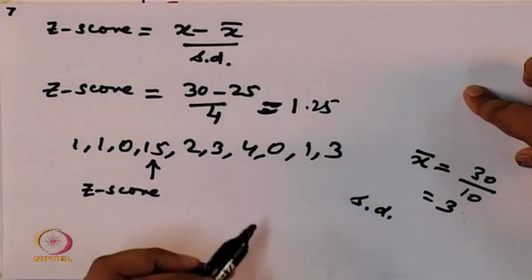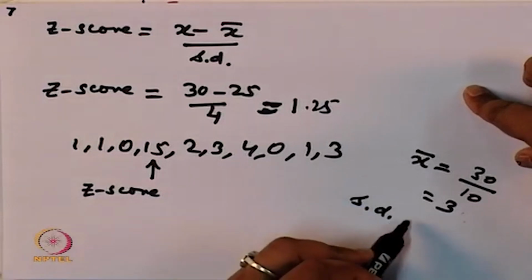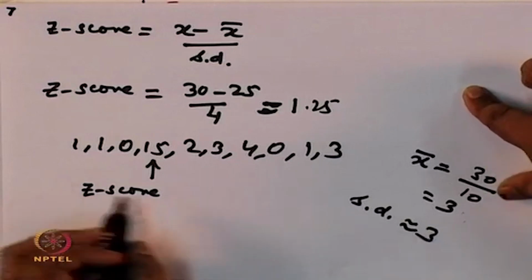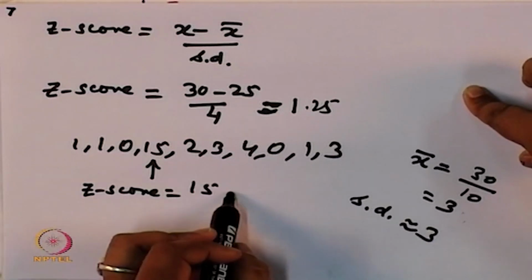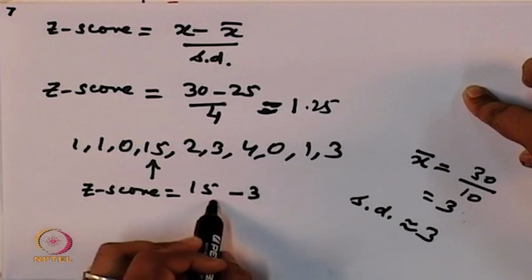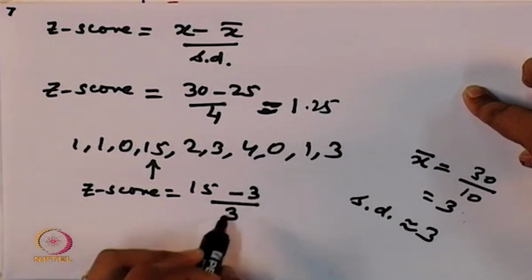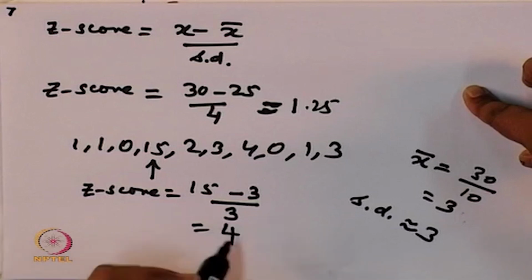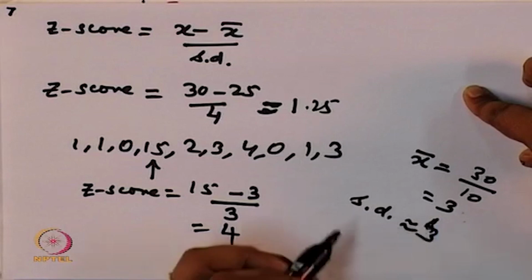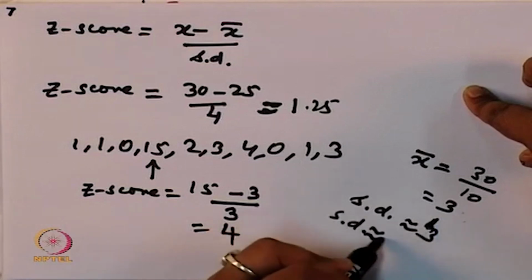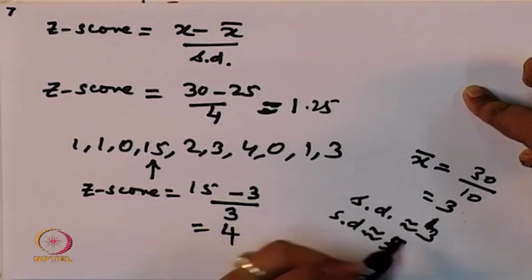So, your standard deviation will be, let us say, order 3, then my z score of 15 will give me 15 minus x bar, which is 3, divided by 3, giving a value of 4. But I think the standard deviation will probably be order 4 or higher, 5, okay, in that case.